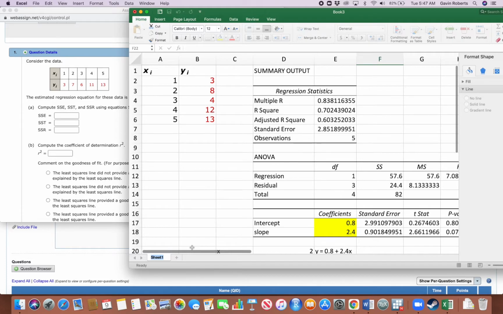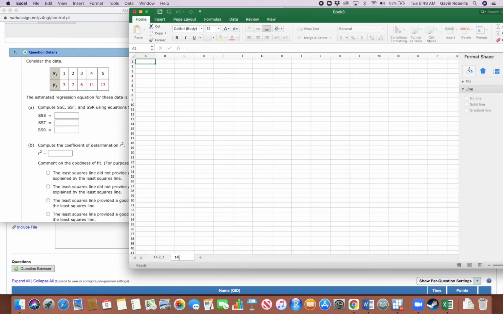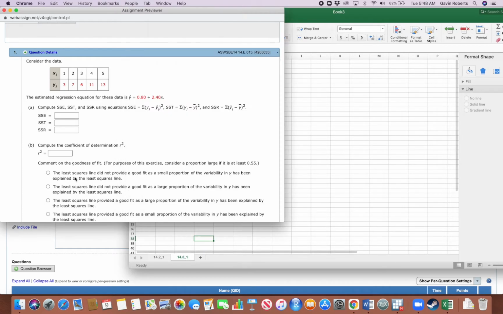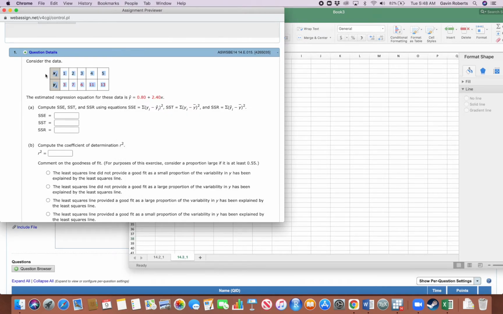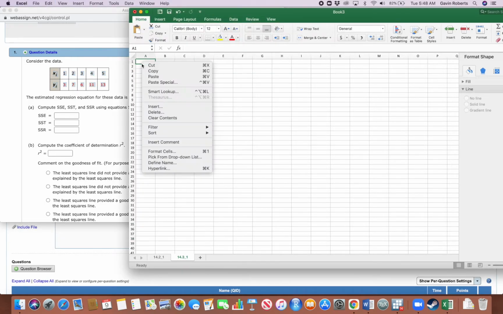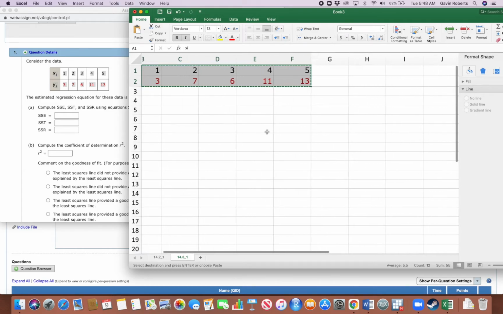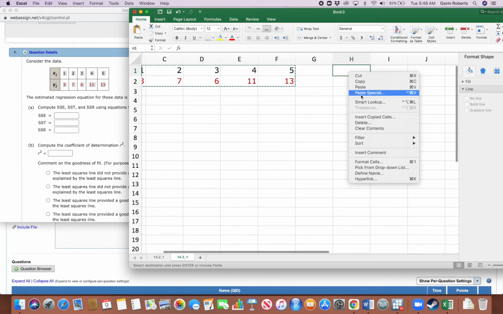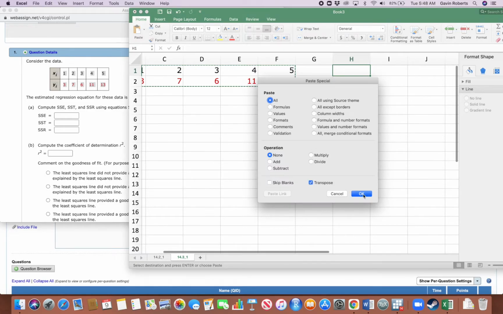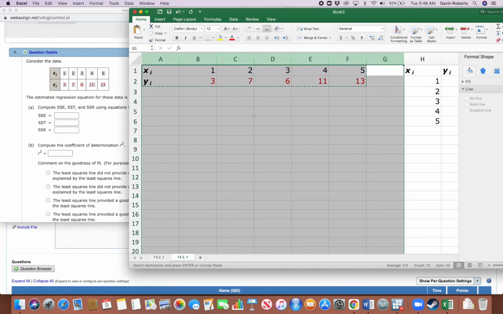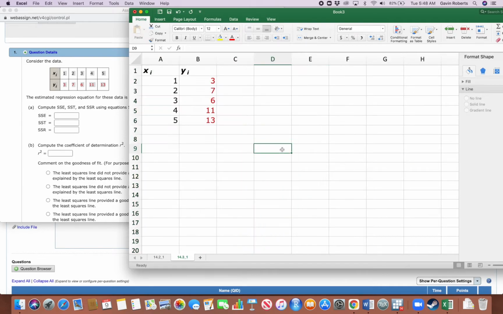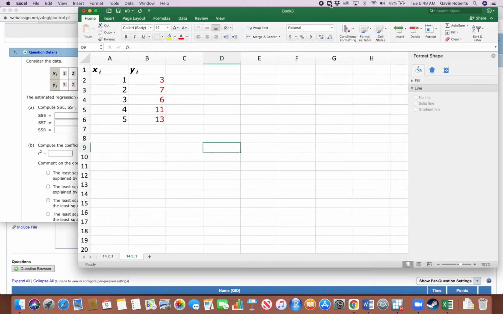So let's label this. This was 14.2, number 1. Now we're going to do 14.3, number 1. I'm going to go ahead and copy this data in, paste, and zoom in on that a little bit. Of course, we want it in columns like I did last time. Paste special, transpose. We delete these, so there's our data in columns.